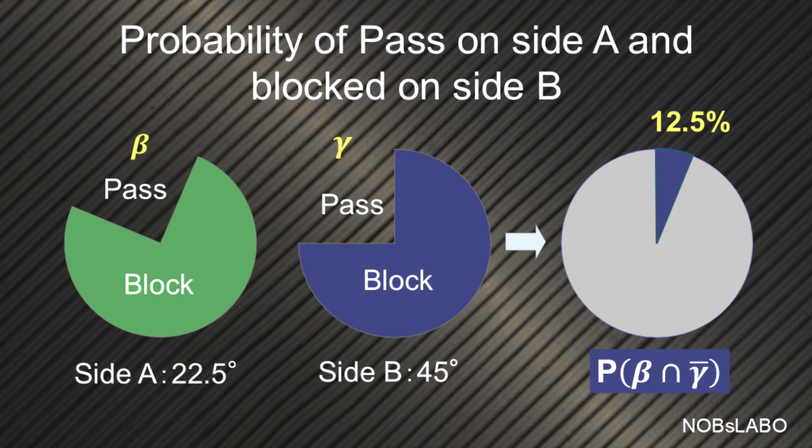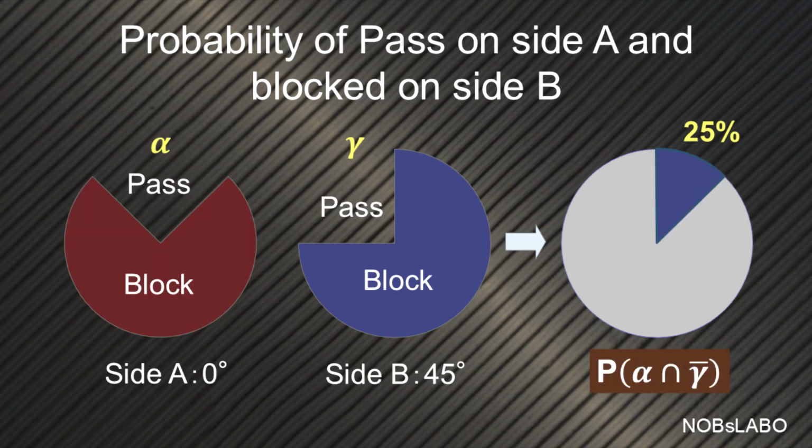Also, if you set the filter on side A to 22.5 degrees and the filter on side B to 45 degrees, the angle difference is still 22.5 degrees, so the probability is the same 12.5%. If we write the 45-degree filter pass as gamma, then this probability becomes p beta intersection gamma bar. Finally, if the filter on side A is at 0 degrees and side B is at 45 degrees, the difference in angle is 45 degrees, so the probability is 25%.